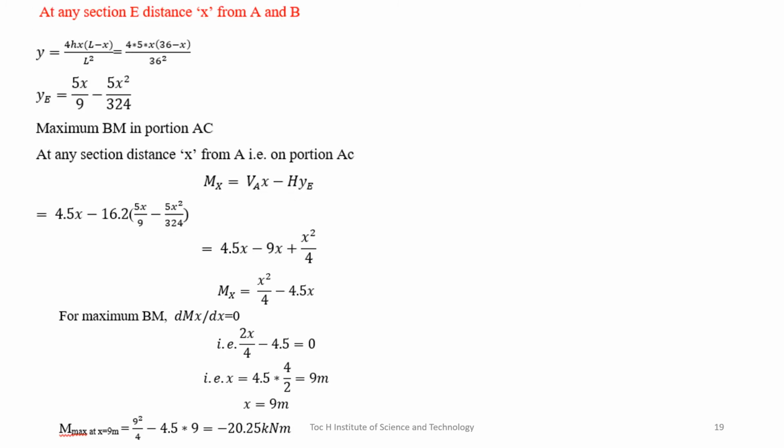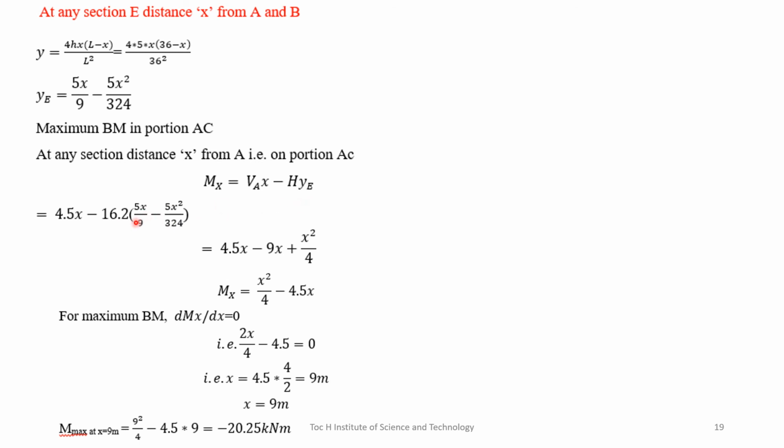Now you have to find the value of maximum bending moment, which is of course under the load. So consider a section at a distance x from A and B. Consider if maximum bending moment occurs in the portion AC. At any section at a distance x from A on the portion AC, let's find the value of Mx, which is equal to VA into x minus H into y. So substitute the value of VA here, and we have to find the value of y.